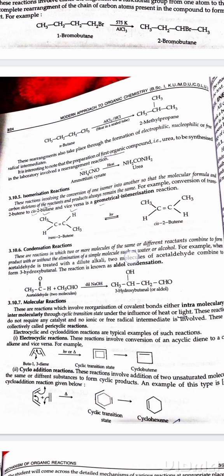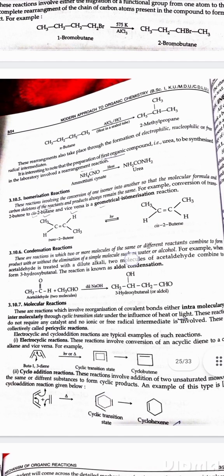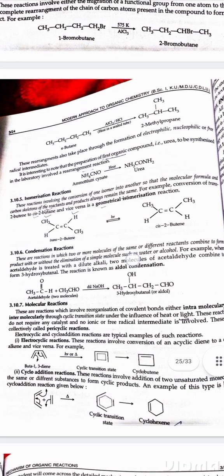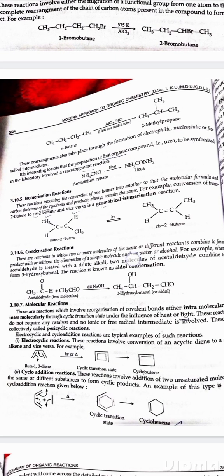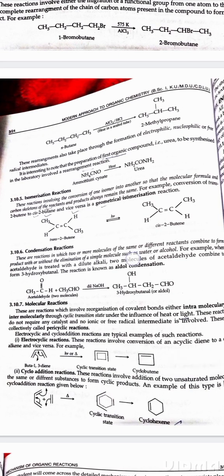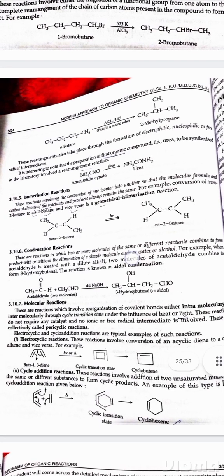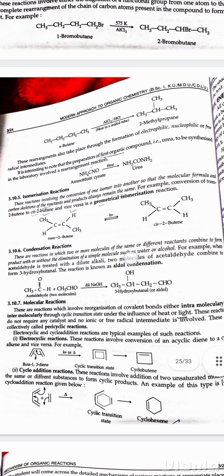Isomerism reactions. These reactions involve the conversion of one isomer into another so that the molecular formula and carbon skeletons of the reactants and products always remain the same. For example, conversion of trans-2-butene to cis-2-butene and vice versa is a geometrical isomerism reaction.